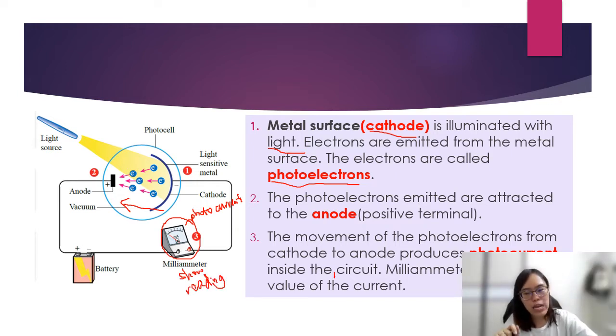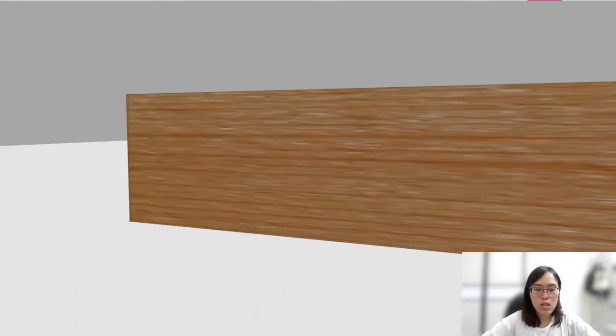Remember, the photoelectric effect is because light illuminates the metal surface, here the cathode, then electrons are able to escape from the metal surface as photoelectrons. The flow of photoelectrons will produce photocurrent. Now I will show you a video on the process of the photoelectric effect.